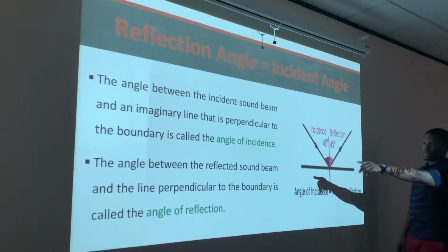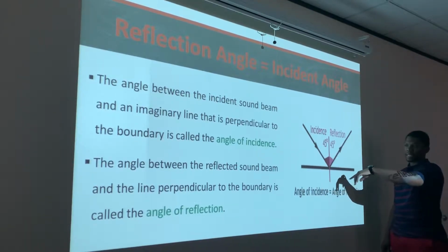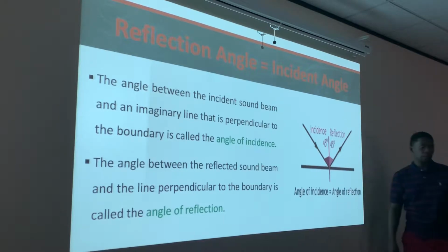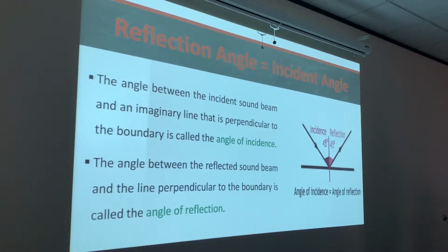The angle between the reflected sound beam and the line perpendicular to the boundary is the angle of reflection. This is our angle of reflection right there. It's called reflection because it's the reflection of this beam right here. Our reflected beam is going to go at the same equal angle that the incident beam hit the barrier.